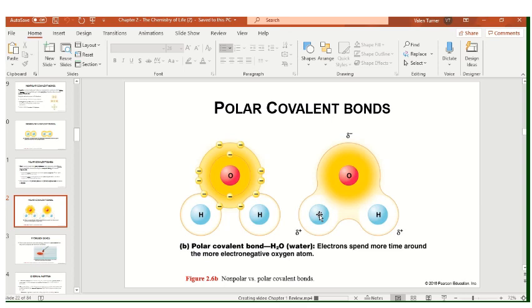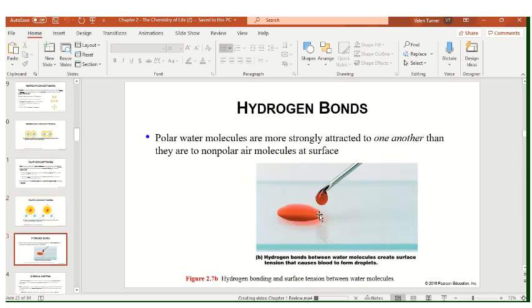This is a type of hydrogen bond because at least one of the atoms is hydrogen. Okay, and it's an attraction of opposite charges. This is how you create something called water tension. Water tension, or surface tension, is the tension, the force on the surface of the water.